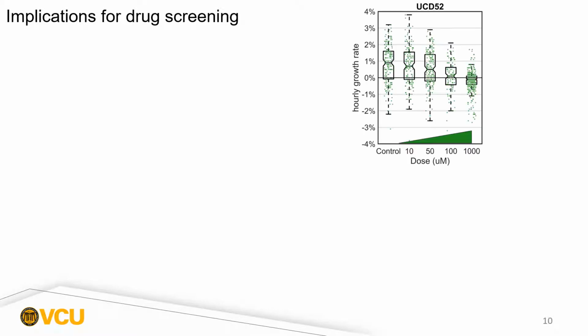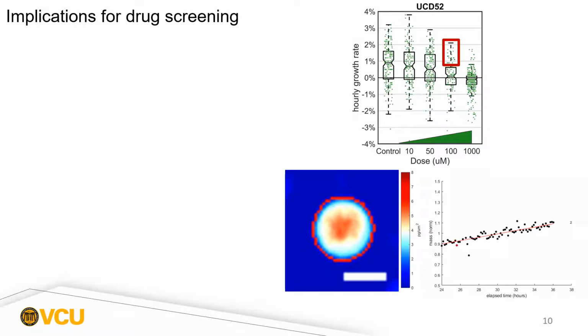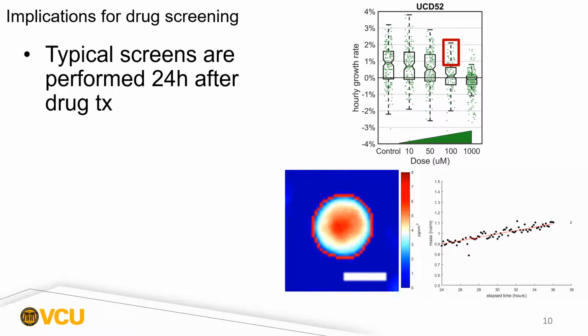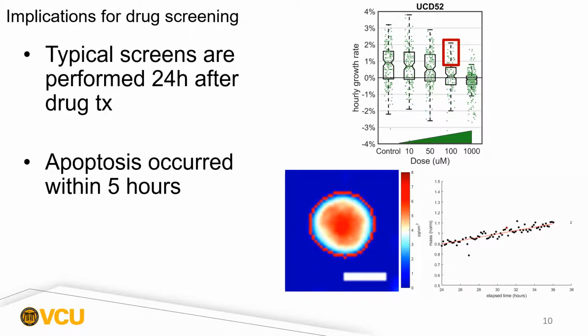So what kind of implications does this have for drug screening? So recall our most interesting experiment with UCD52, where we had our resistant cells growing despite drug treatment. So typically we're performing these screens 24 hours after drug treatment. But you'll notice that apoptosis is occurring within 5 hours, even in the slowest cell line.